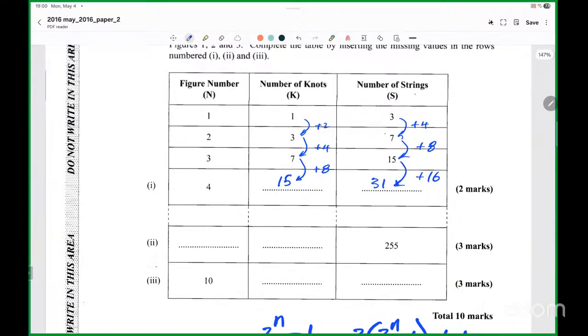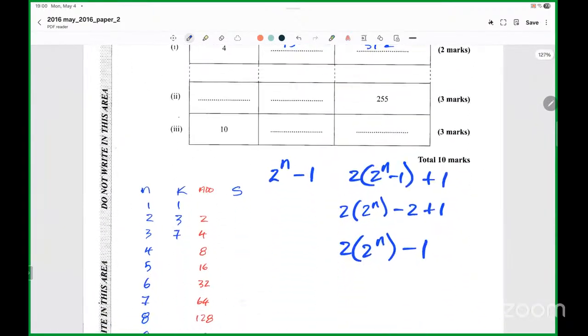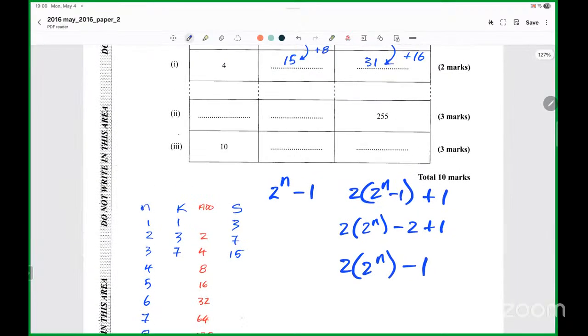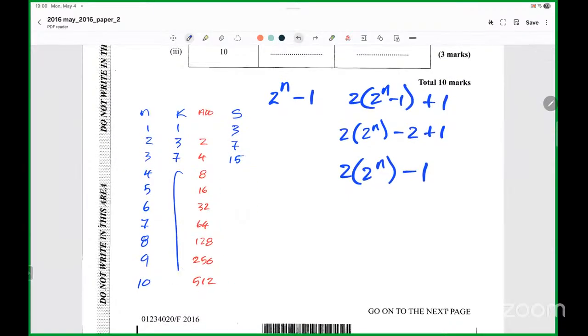And the string started out 1, 3, 7, 15. But this is kind of easy because I realize now that this number is here. See that? That number is here. So if I fill out this column, we just can't fill out that one. So let's fill out this column now.